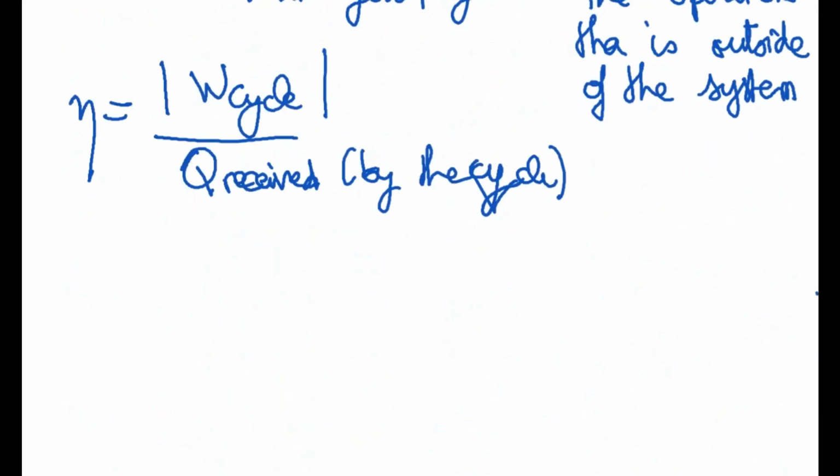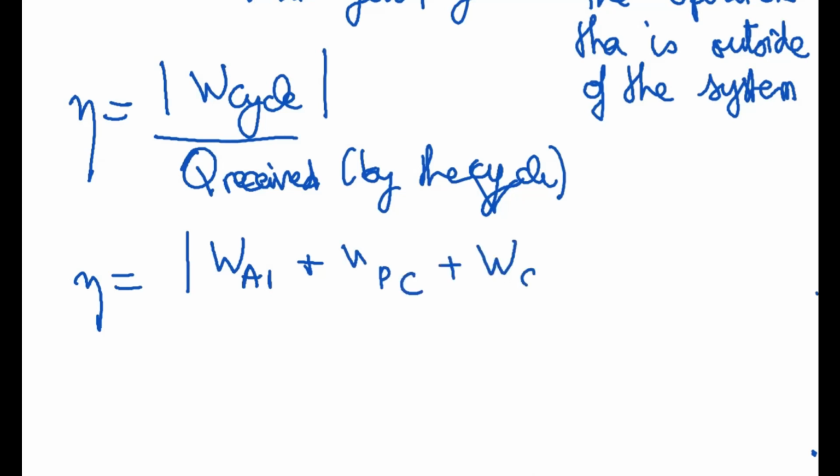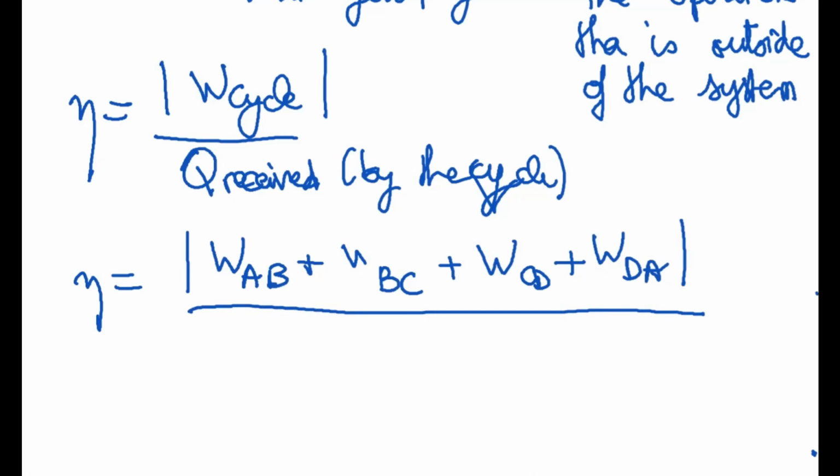So let's go to the equation and let's replace. So for the W cycle, I'm just going to make the addition of all the works that I had. So it's going to be WAB, sorry, plus WBC plus WCD plus WDA. Remember, A is the initial and final state. So that's the summation of all the work of the cycle. And here, what we received is actually QCD, what was received by the cycle.